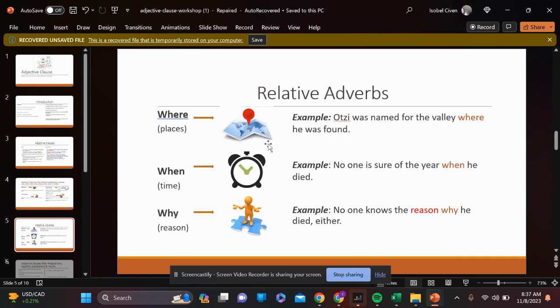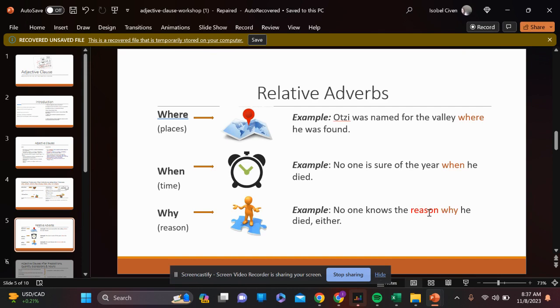Okay, relative adverbs. I'm not going to deal with them too much today. A relative adverb describes the noun right before it. Otzi was named for the valley where he was found. No one is sure when he died. So when describes the year. No one knows the reason why he died either.